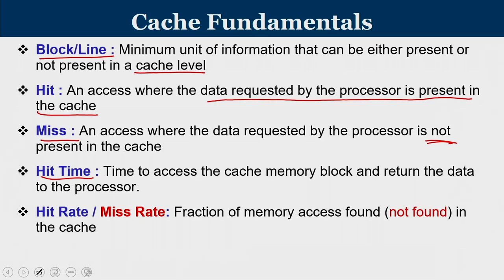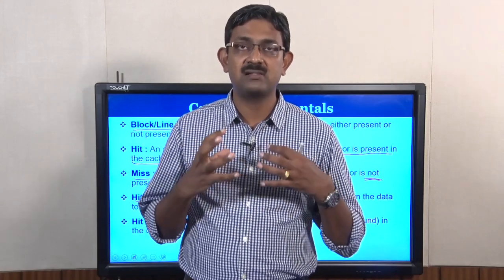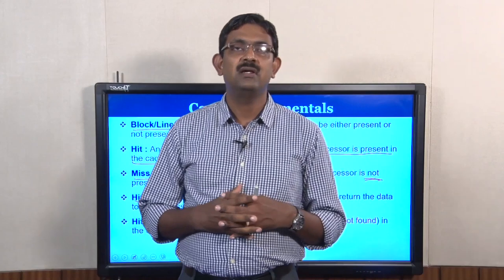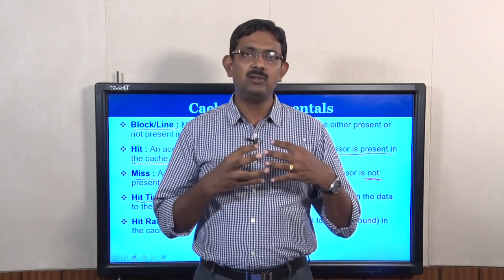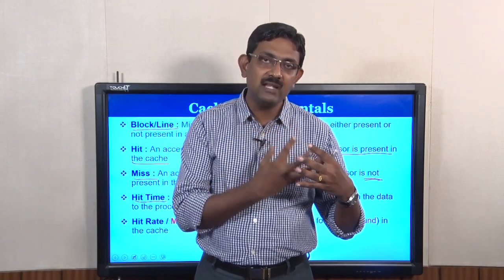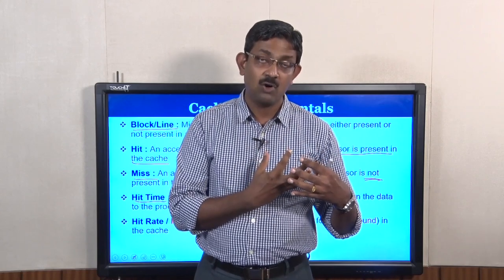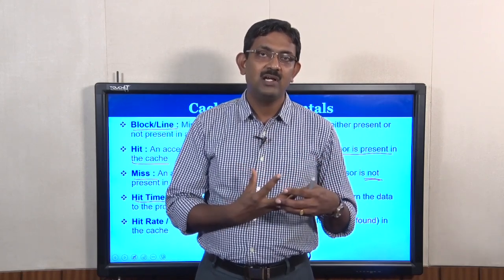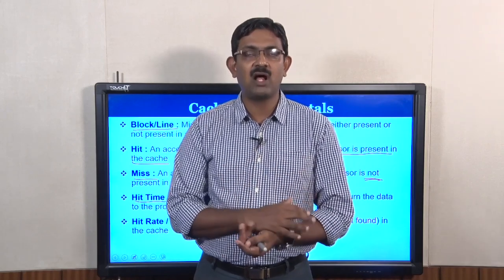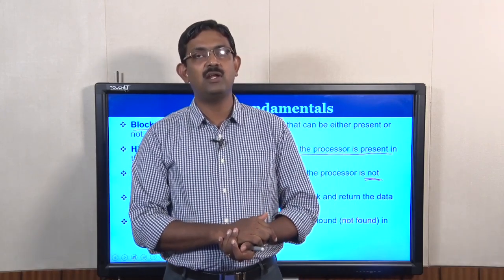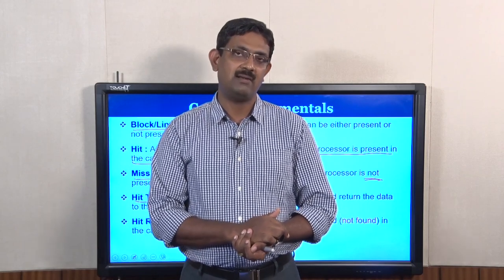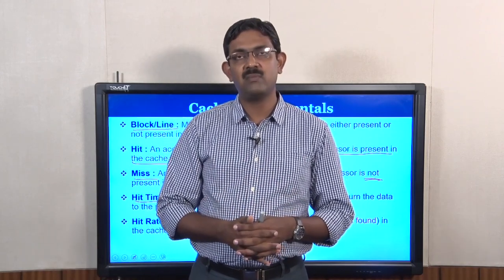And then we have hit rate. At the same time, we can define miss rate as well. It is the fraction of accesses that are found or not found in the cache. Now, let us try to understand this parameter of hit rate. Let us say I am going to access the cache 100 times. If there is a hit for all my accesses, then I call the hit rate 1. If I am getting a hit only in 90 out of the 100 times that I visit the cache, then it is a hit rate of 0.9, 90 divided by 100. And the miss rate is 10 divided by 100, 0.1.